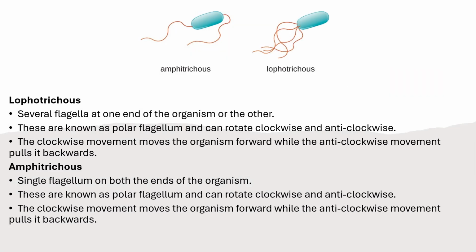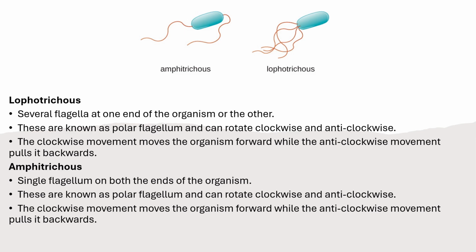The next one is lophotrichous. Several flagella are present at one end of the organism. They are also known as polar flagella and they can rotate clockwise as well as anti-clockwise. The clockwise movement moves the organism forward while the anti-clockwise movement pulls it backward.